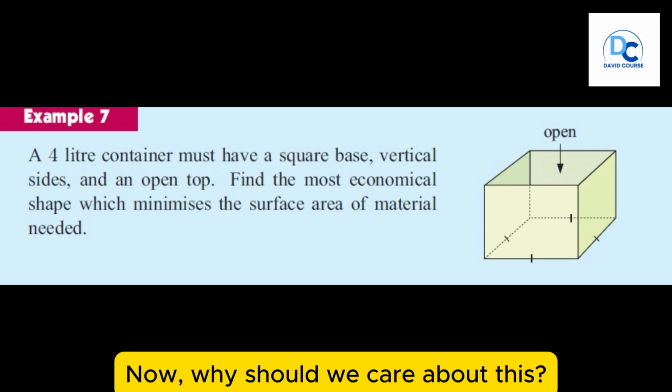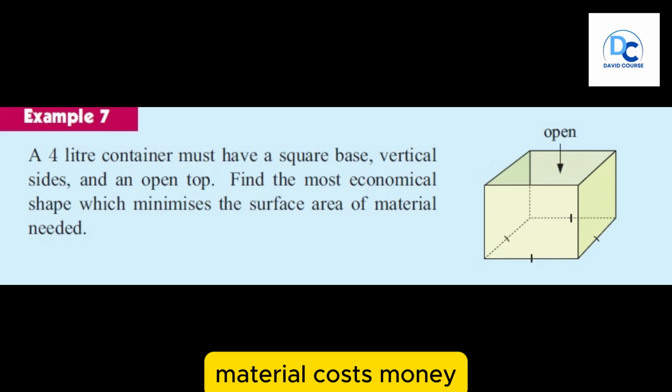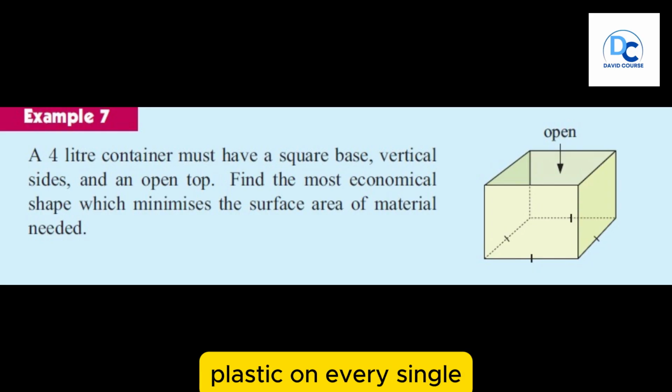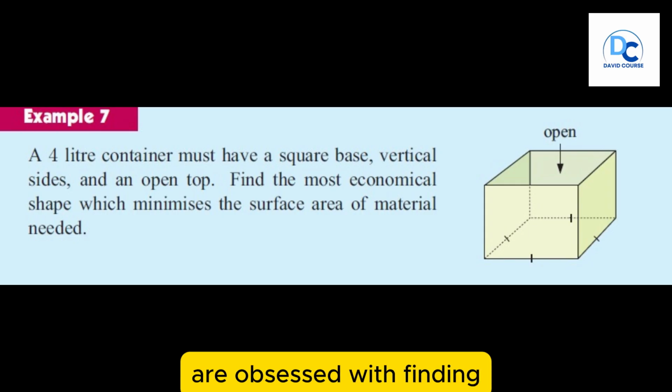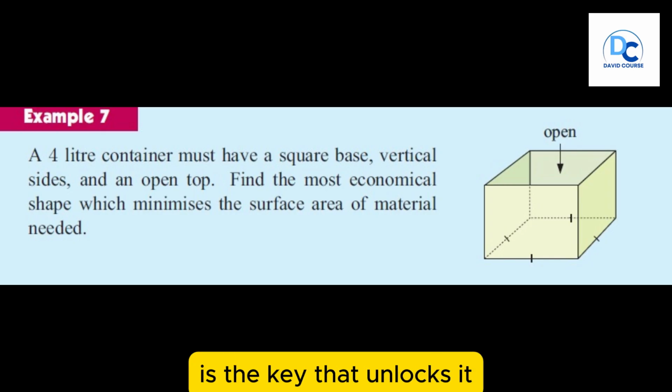Now, why should we care about this? Well, in the real world of manufacturing, material costs money. Saving even a tiny fraction of metal or plastic on every single container can add up to millions of dollars in savings for a company each year. This is why businesses are obsessed with finding the most efficient design, and optimization is the key that unlocks it.